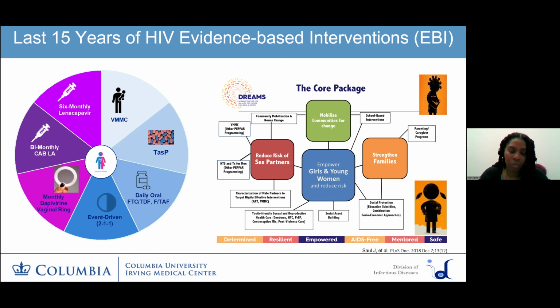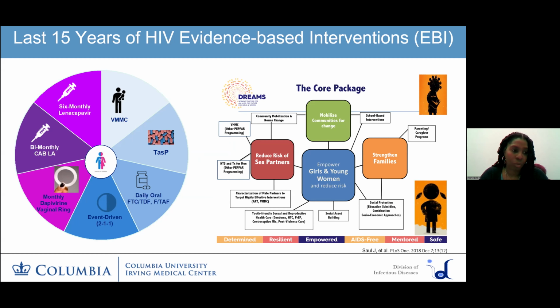Since 2007, we've had evidence showing that the intervention of voluntary medical male circumcision can reduce HIV infection by nearly 60%. We've seen treatment as prevention, which also has very striking rates of reduction of HIV, also upwards of 90%. Similarly, for daily oral PrEP and another modality, which is event-based or intermittent use of oral PrEP, we can also see considerable reductions. And then 3 years ago, we had approval of the monthly Dapivirine vaginal ring, which is used primarily in sub-Saharan Africa.